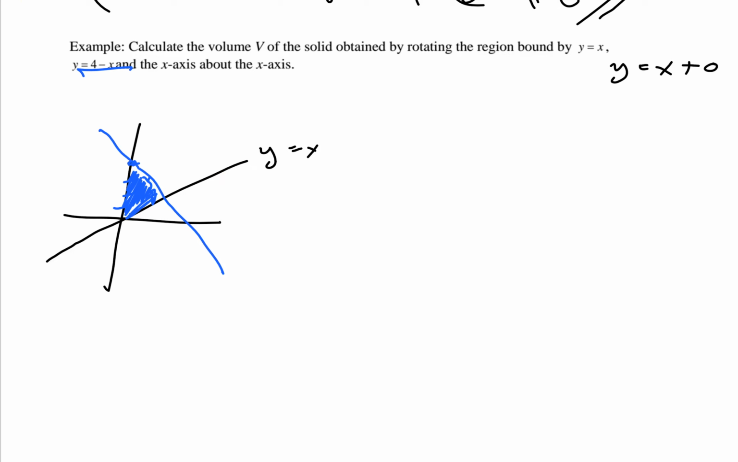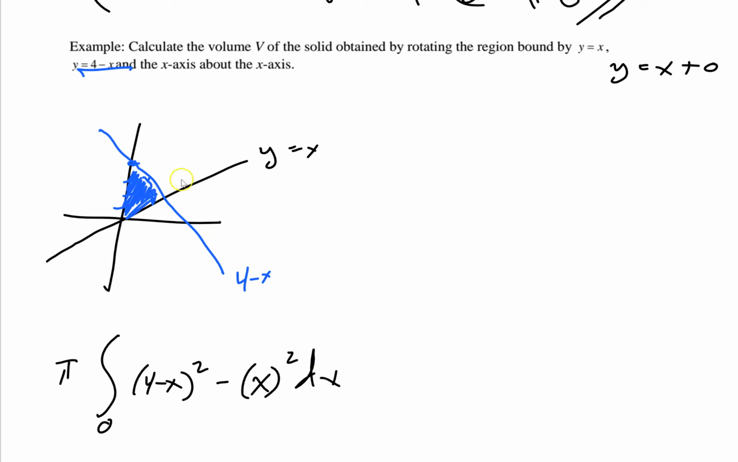So this is 4 minus x. There's a lot of stuff I already know about my integration. My integration is going to be pi, because we're doing volume. It looks like we're starting at 0. Now the top one is the blue one here, so 4 minus x squared, minus the bottom, which is x, squared, dx. I don't know where they cross yet, so I have to find that. Remember, the way you always find the intersections is set them equal to each other. We get 4 minus x equals x. Do a little math. Add x. 4 equals 2x. X equals 2. So they cross at 2.